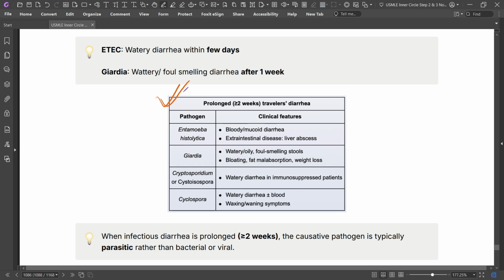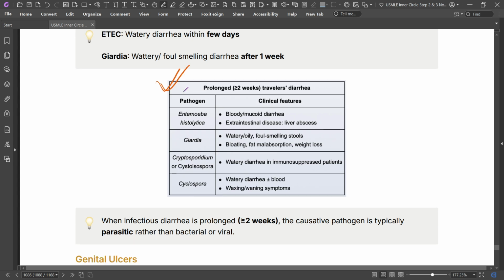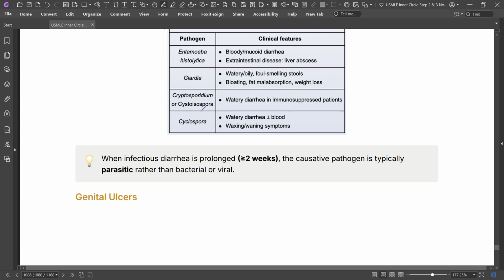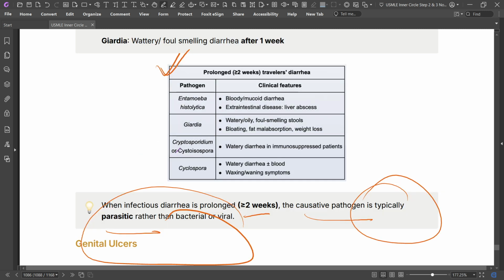Entamoeba histolytica may cause bloody or mucoid diarrhea with extraintestinal disease, such as liver abscess. Giardia causes watery, oily, foul-smelling stool, with bloating, fat malabsorption and weight loss. Cryptosporidium or Cystoisospora cause watery diarrhea in immunosuppressed patients, and Cyclospora causes watery diarrhea with or without blood, with relapsing and waning symptoms. When infectious diarrhea is prolonged more than 2 weeks, the pathogen is typically parasitic rather than bacterial or viral. Amoeba causes bloody diarrhea, Giardia fatty diarrhea, and the others watery diarrhea.